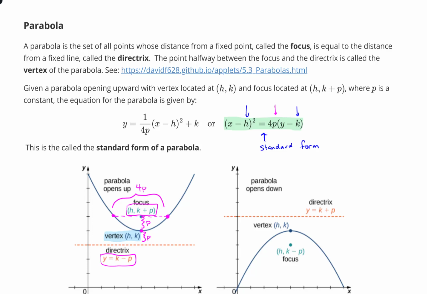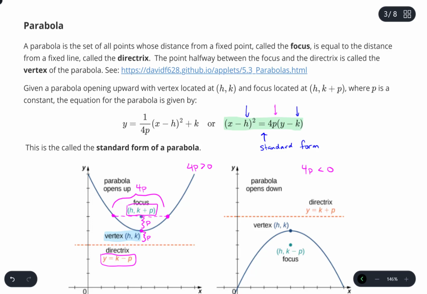Now, if your parabola is opening downward, all that means is the value 4 times p is less than 0. If 4 times p is greater than 0, it's going to be opening upward. And in fact, you can divide away the 4, and it really just comes down to the value of p. If p is greater than 0, it would open in the upward direction. If p is less than 0, it would open downward.